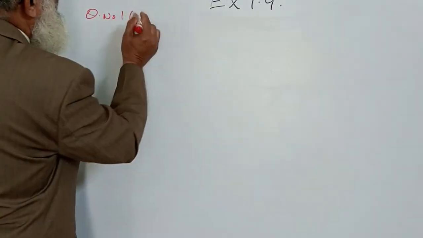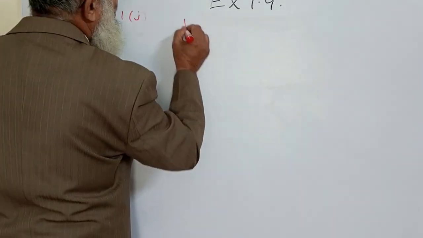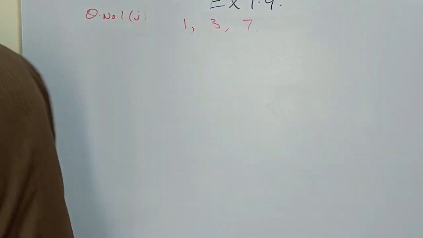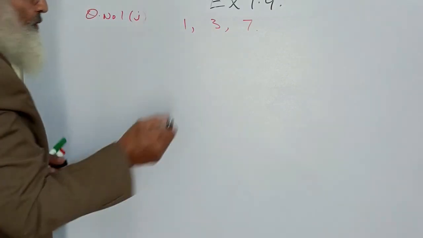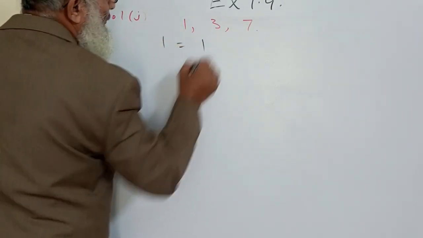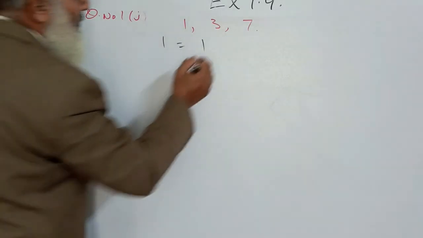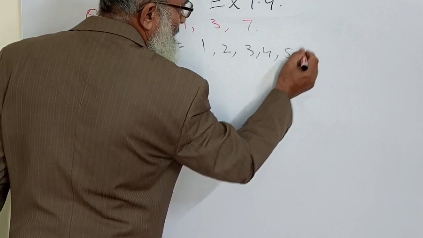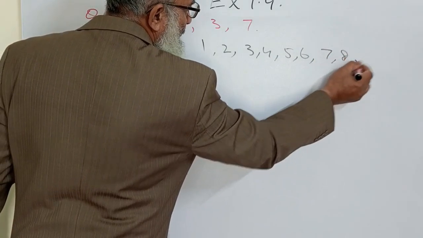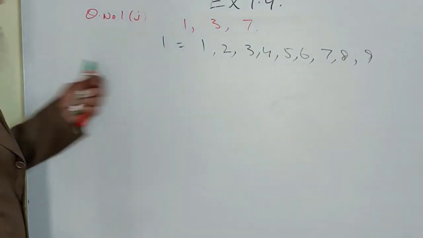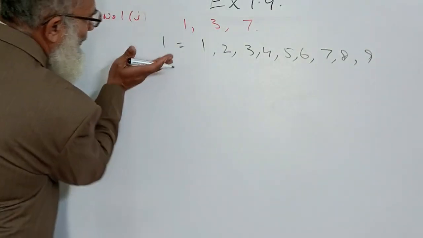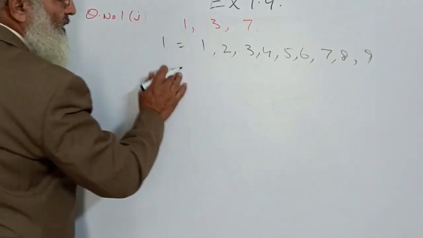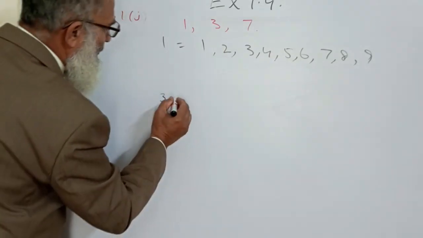Now students, question number 1, part J, and we are given the numbers 1, 3 and 7. So let's do it. 1 has only 1, 2, 3, 4, 5, 6, 7, 8, 9. So these are the multiples of 1. I leave a little space over here; if I need some more multiples, then I'll write them here.